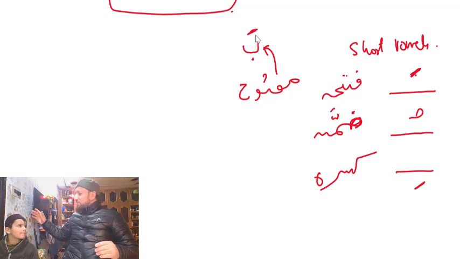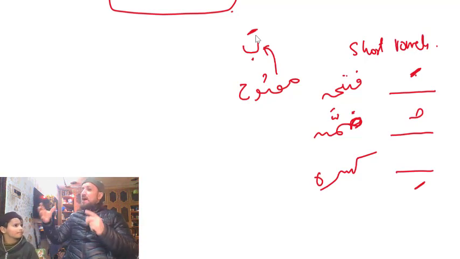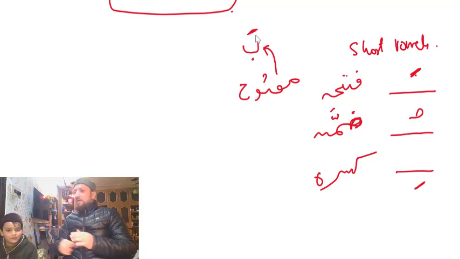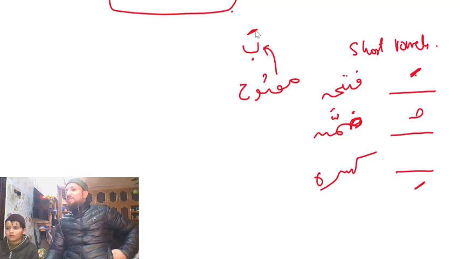Mutaharrik means, for example, if you are having a moment, that means you are in motion. So you are mutaharrik. Same, the ba is having the fatha on it, the vowel on it. So it's also called mutaharrik. But if it is a fatha, then this ba will be called maftuh.